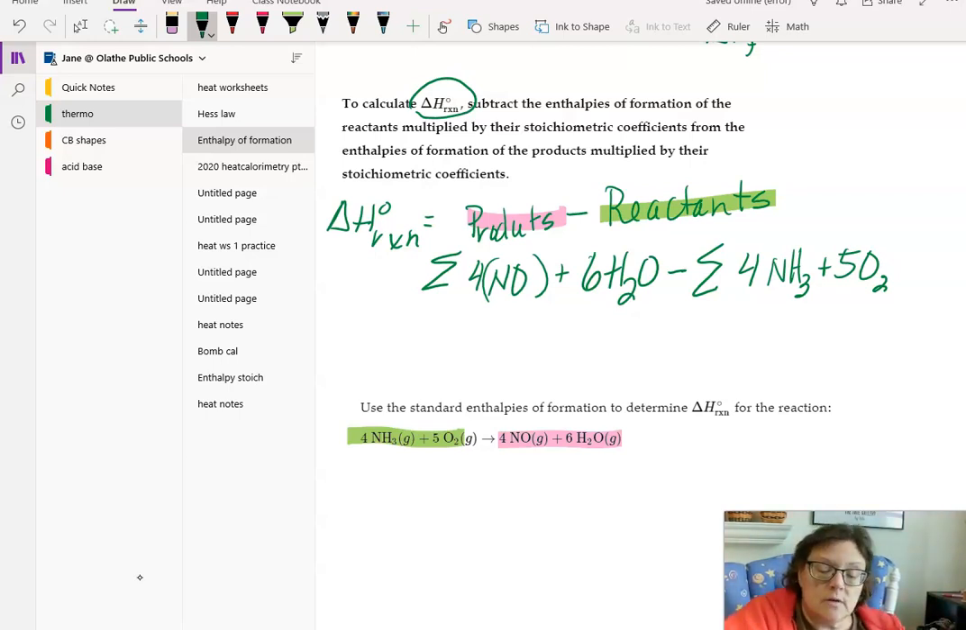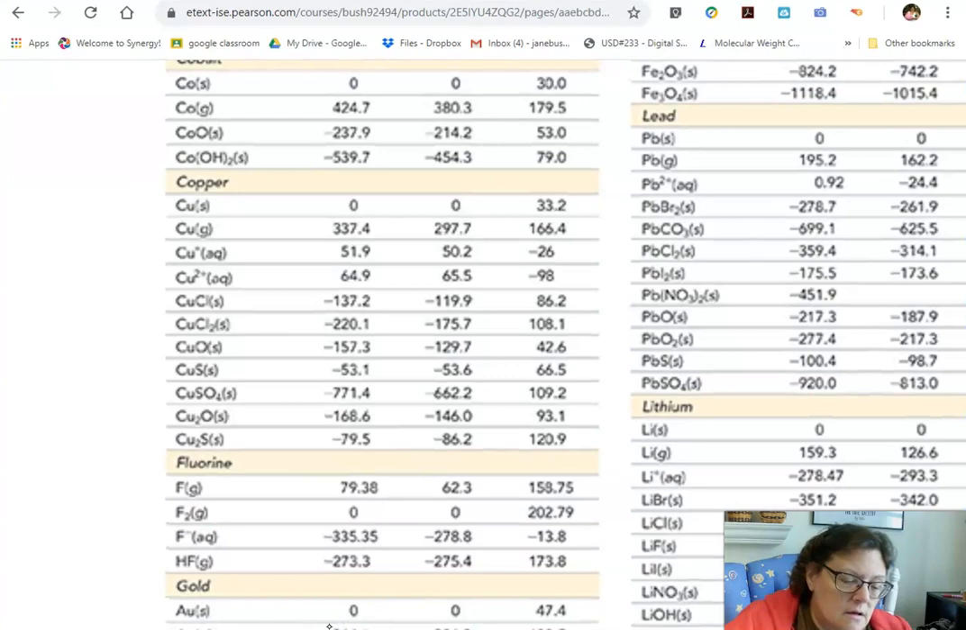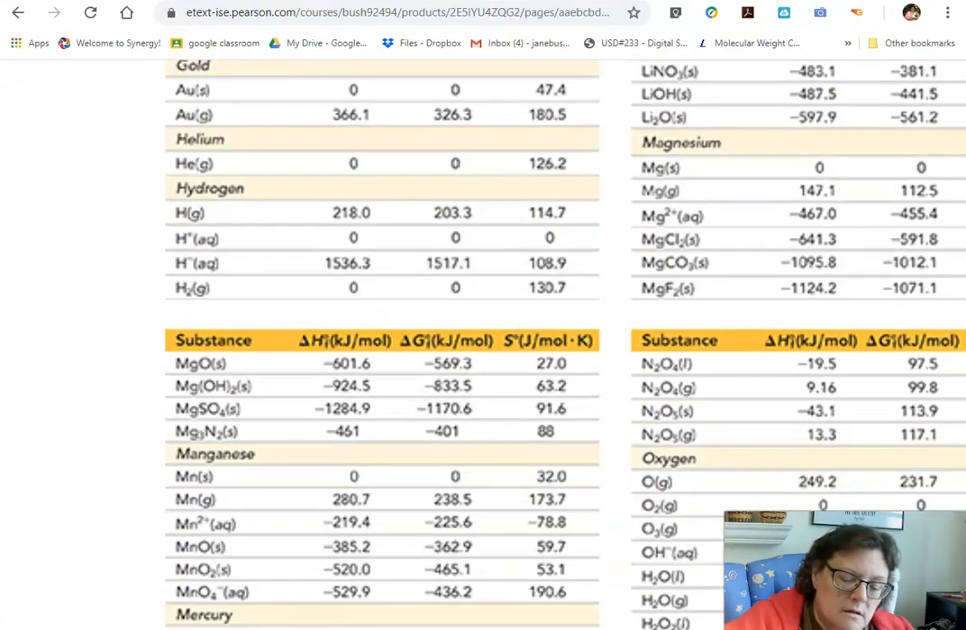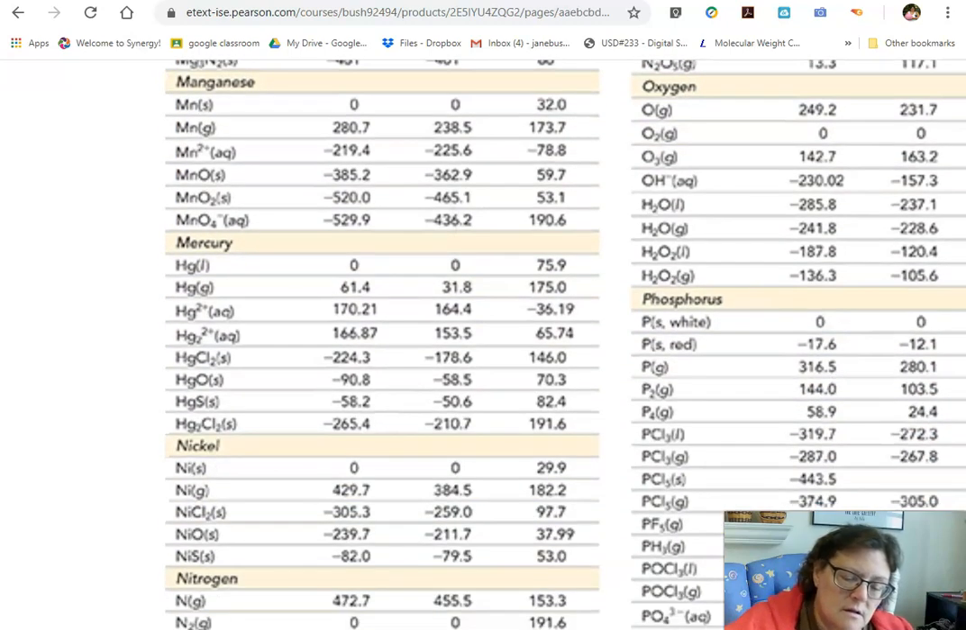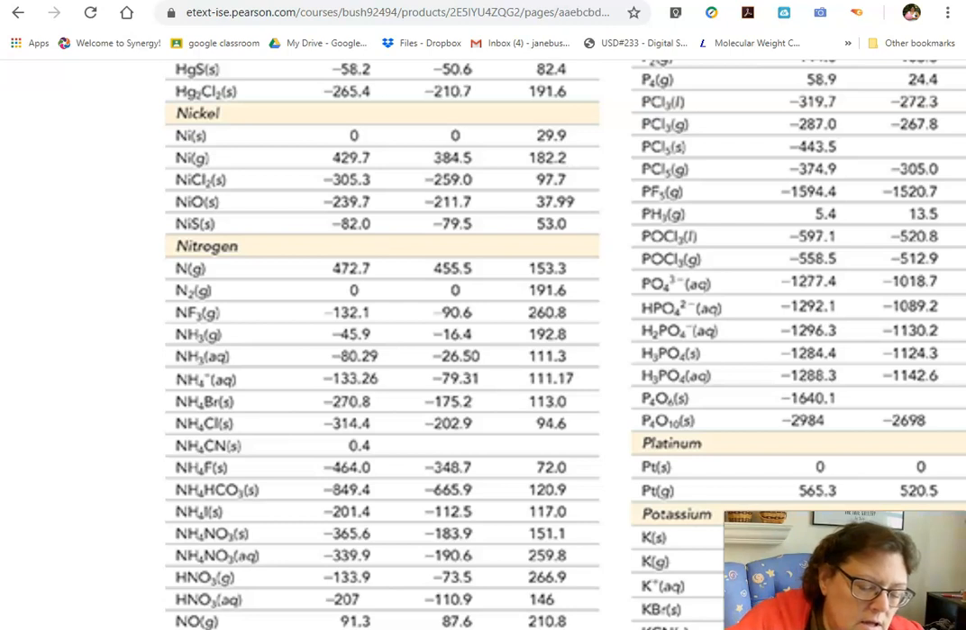Now, what did we say about gases? Elements are always going to be 0. So this one's going to be 5 times 0. That's simple. So we need to look up 4 ammonias that are gases. NH3, negative 45.9.